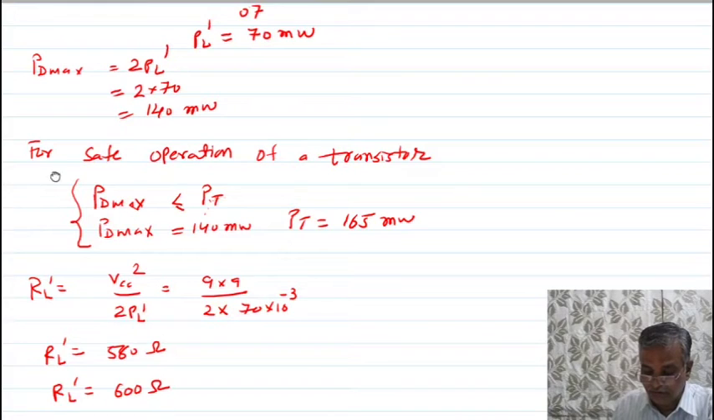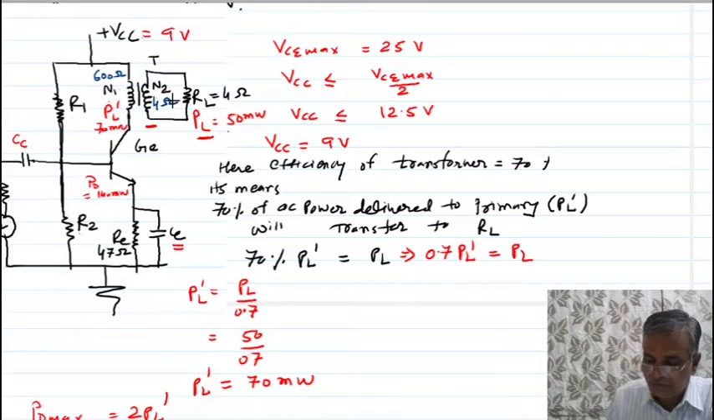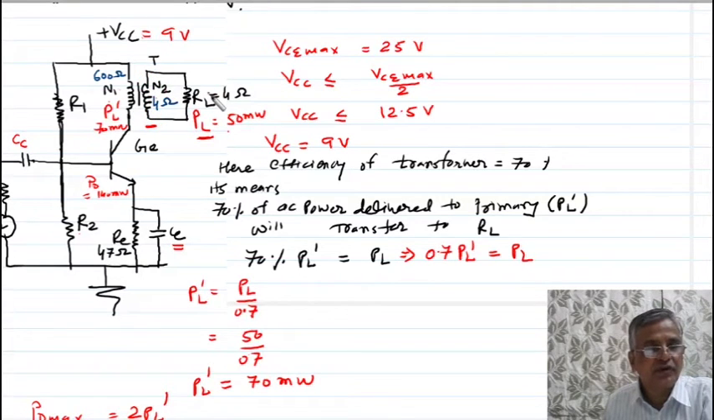Now, what is the impedance of the secondary? Most important. The impedance of the secondary is decided by the maximum power transfer theorem. According to the maximum power transfer theorem, the impedance of the secondary should be equal to the load RL. So the impedance of the secondary should be of the order of 4 ohm to get the maximum power transfer from secondary to the load RL.